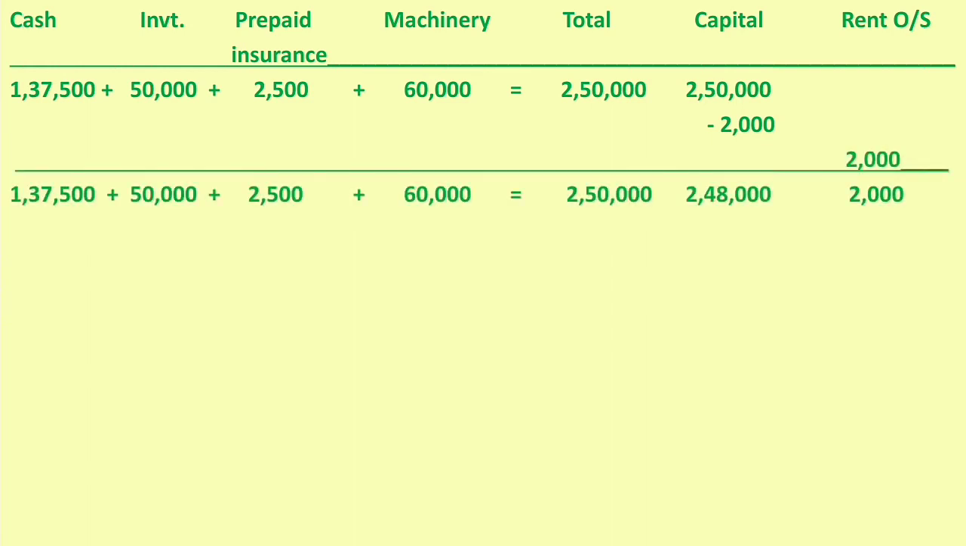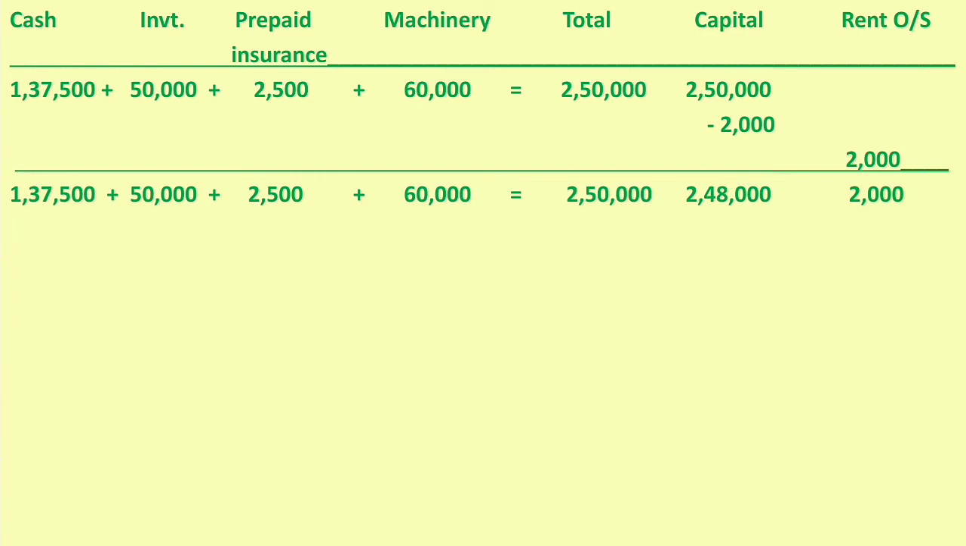Now the balance. Cash 1,37,500, investment 50,000, prepaid insurance 2,500 and machinery 60,000. Total of assets 2,50,000. Capital 2,48,000 and rent outstanding 2,000. Here also total of assets is equal to liabilities plus capital. And the last one. Depreciation on machinery 1,000.